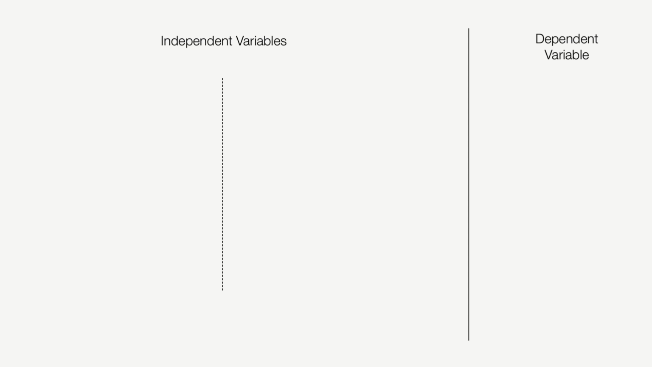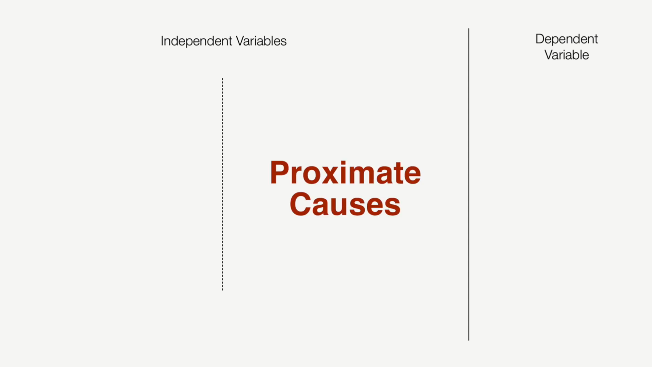So I have a dashed line that you can see here that is going to really distinguish between what we call proximate causal variables. Those are the variables that are going to happen directly before the dependent variable. That'll be on the right side of the dashed line. And we have on the left side what we call remote causal variables, or variables that are a little bit more distant from the dependent variable.